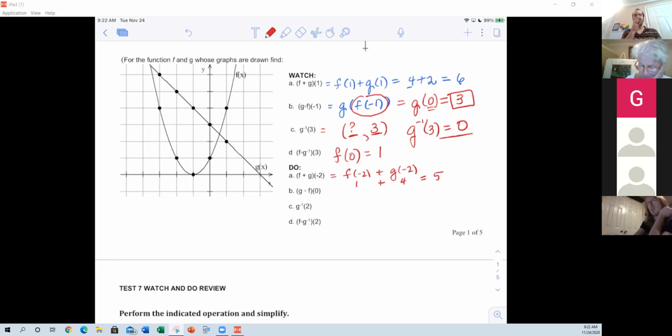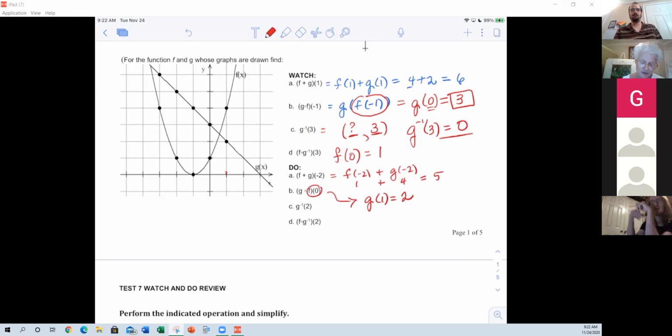Yeah. Perfect. Okay, what about f of g of 0? Which one do you find first, g or f? Well, you find f of 0 first. Okay, f of 0 is what? 1, right. And then what's g of 1? 1, 2, 3. G of 1 is, I'm sorry, G of 1 is 2. Yes.